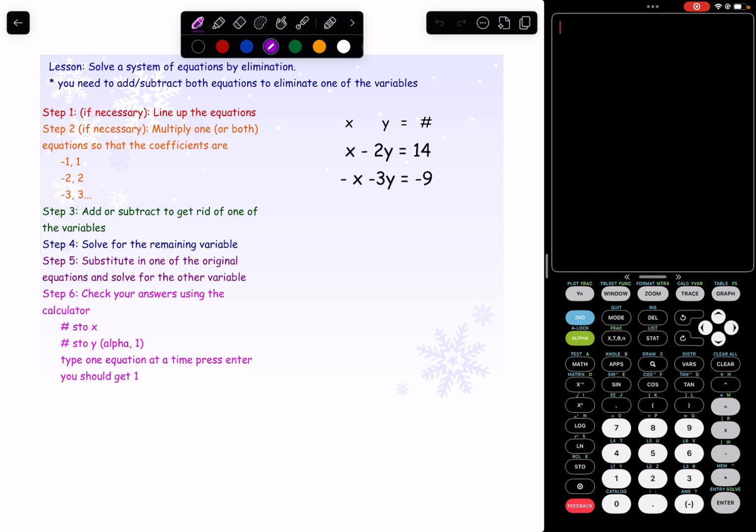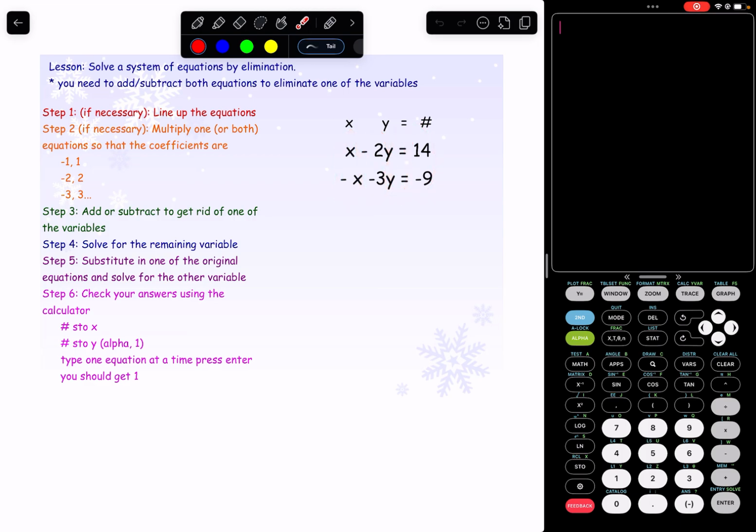So step one is to line up the equations. That means that we need x first, then y, then the equal sign, and then the constant term, which is the number. If I look at this problem, I notice that it's already in order. It's already lined up. I have x's, then y, then equal, then the numbers.